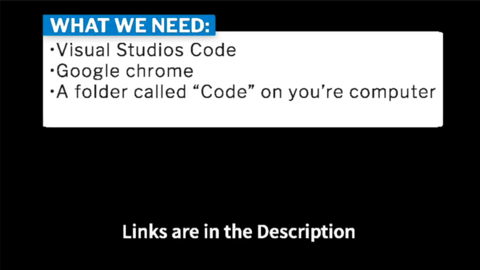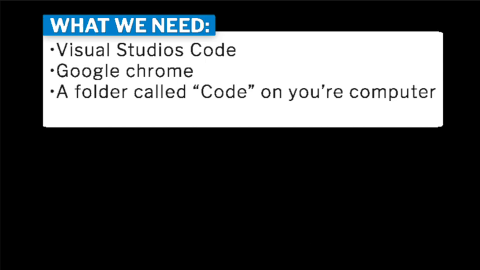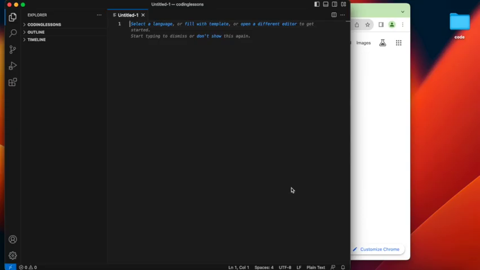First, what we need is Visual Studio Code, Google Chrome, and a folder called Code on your computer. Go ahead and download them all before we start coding. Okay, hopefully you downloaded them.